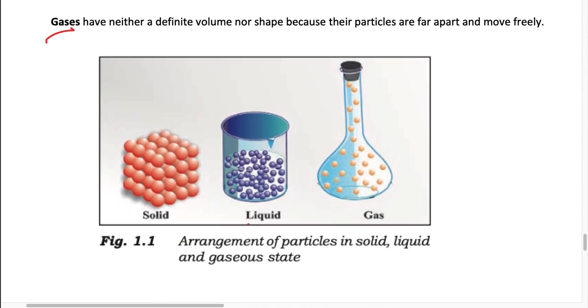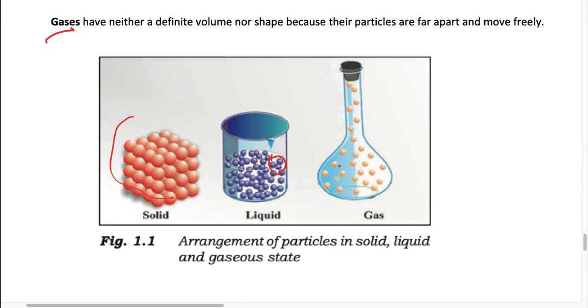In this picture you can see the arrangement of particles in the solid, liquid, and gaseous states. This is the solid state, where the particles are tightly bound together and cannot move freely. In the liquid, the particles are also together but they can show some movement, and that's why a liquid takes the shape of its container. If it is in a glass, the liquid will take the shape of the glass.